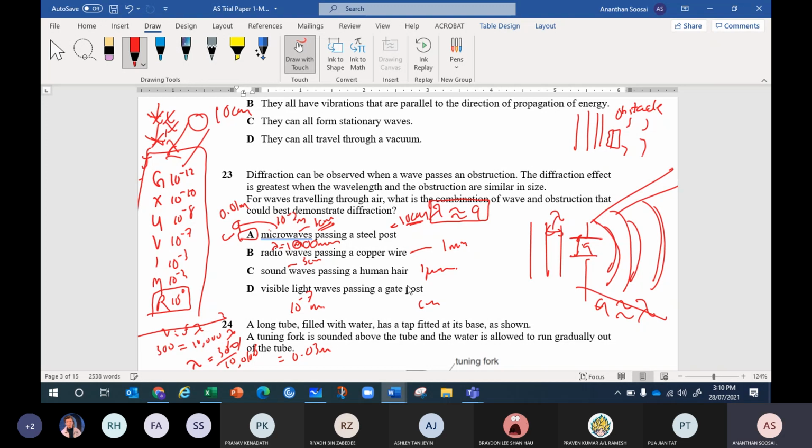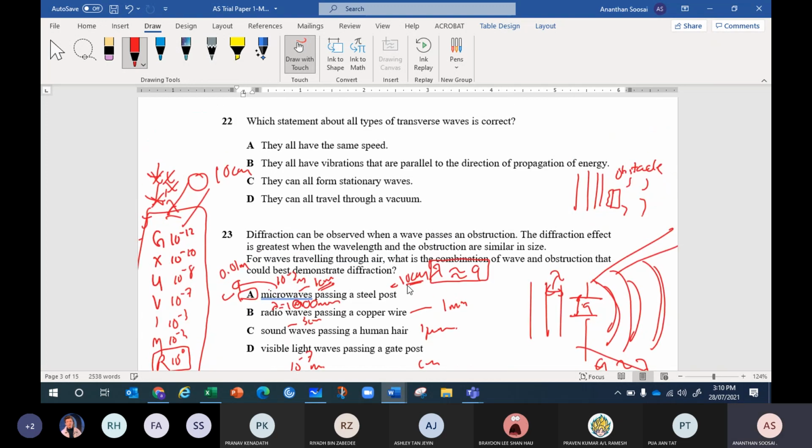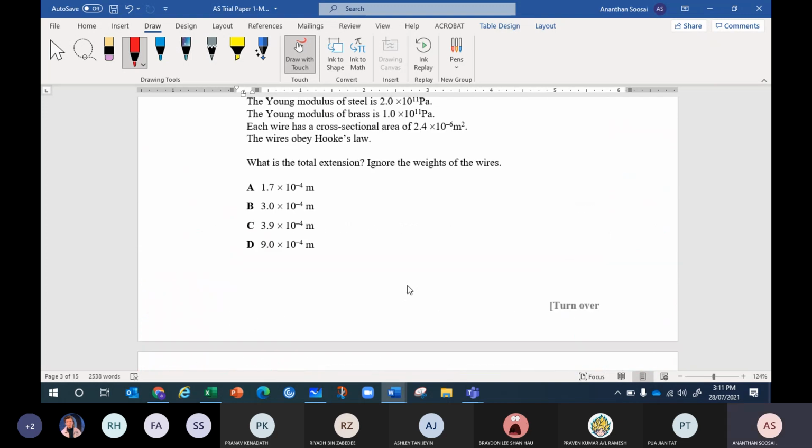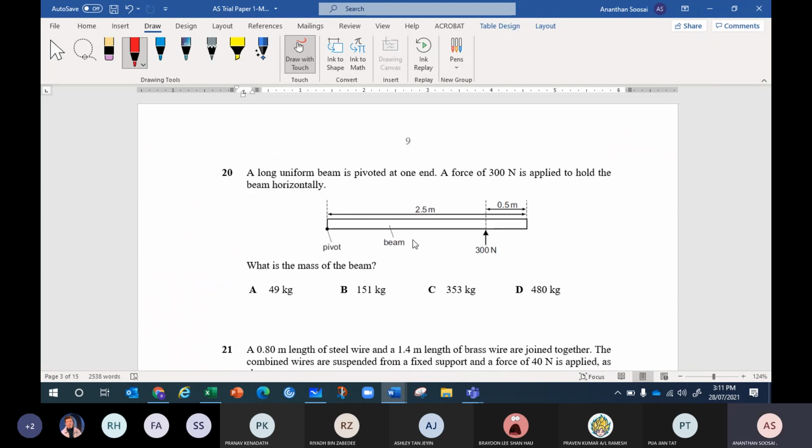Okay, so we go to question 20, moment. Along a uniform beam pivoted at one end, a force of 300 Newton is applied on the right to hold the beam horizontal. It's in equilibrium. What is the mass of the beam?